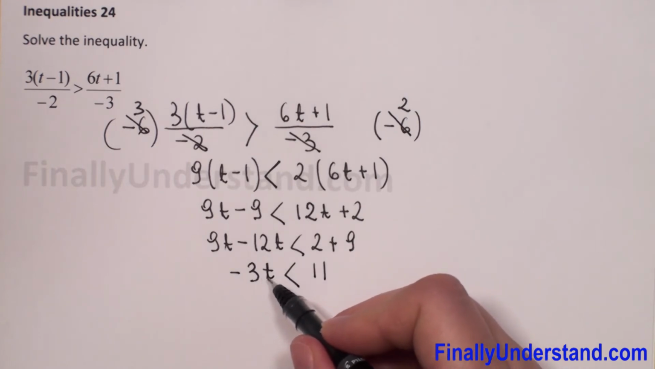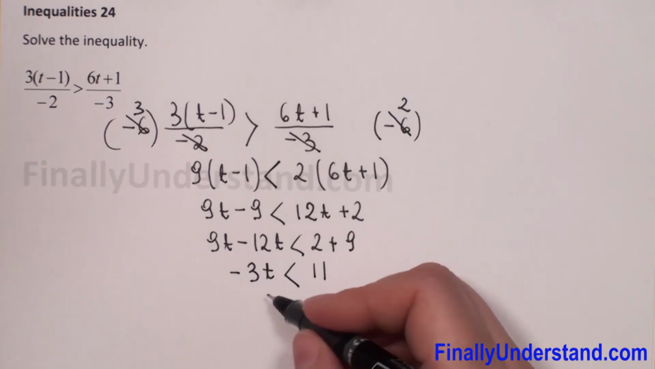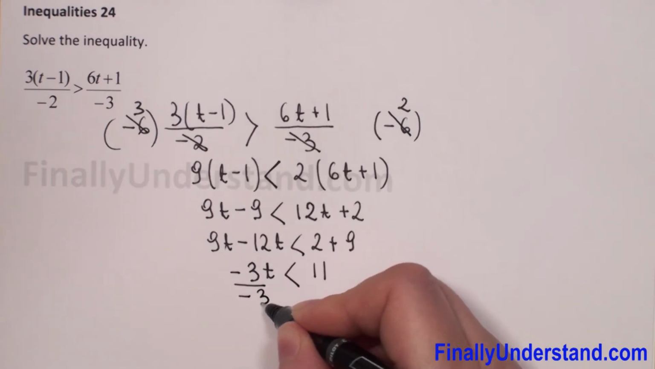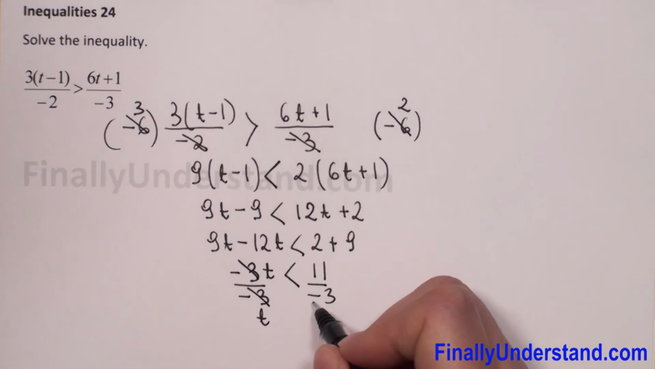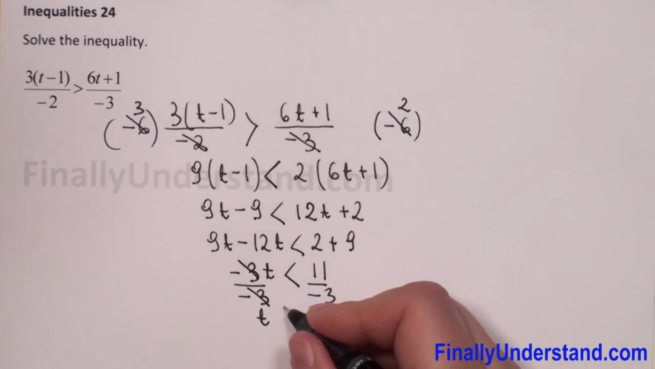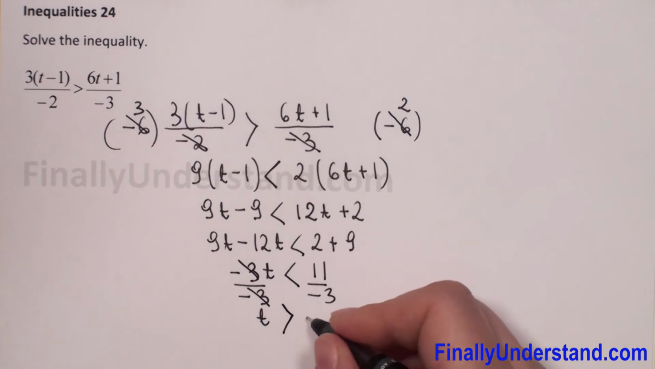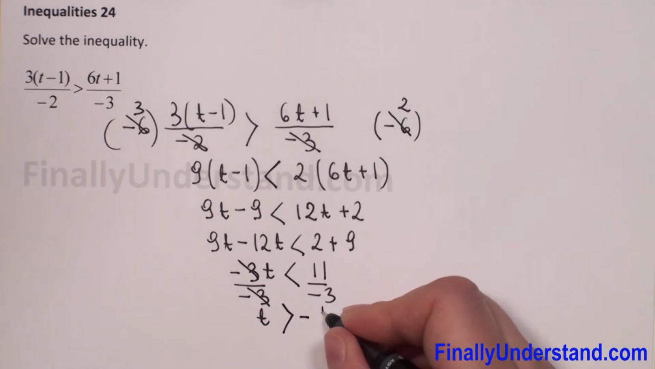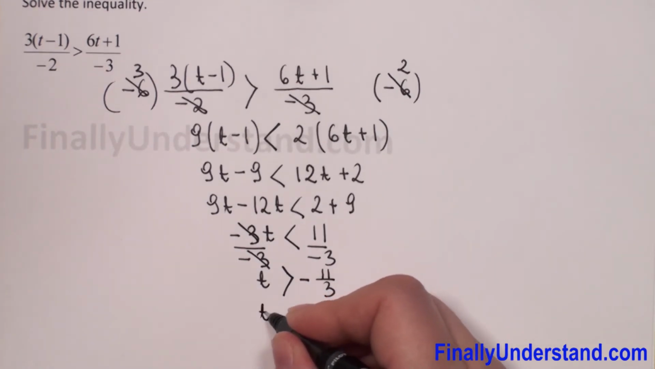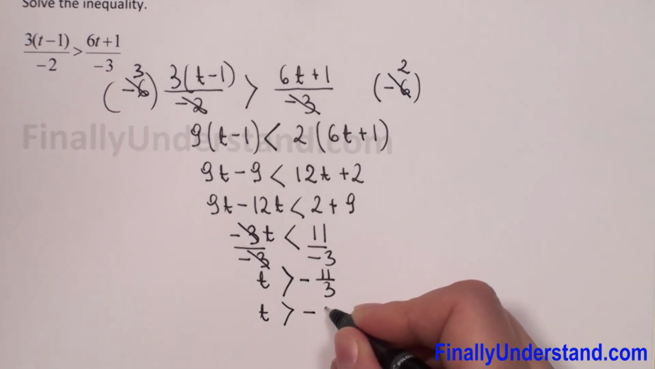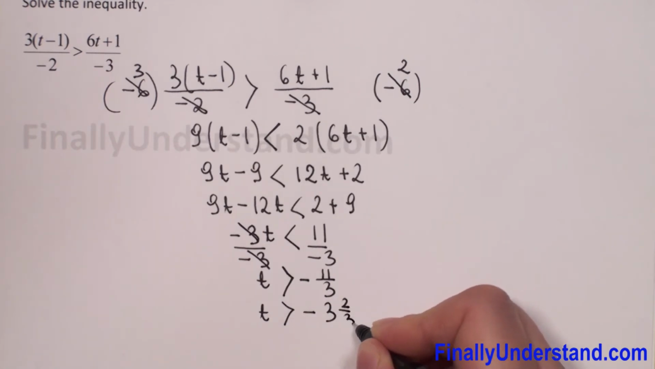And because I need to find t on the left side, I divide both sides by negative 3. Negative 3 and negative 3 will cancel, and I have t. Because I divide by a negative number, I have to change the direction of the inequality. It will be t is greater than negative 11 over 3. Because I have an improper fraction on the right side, I will change it to a mixed number. So I have t is greater than negative 3 and 2/3.